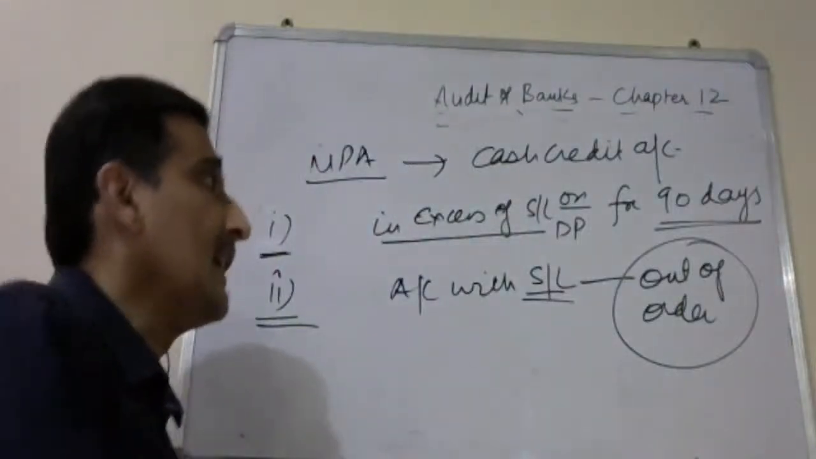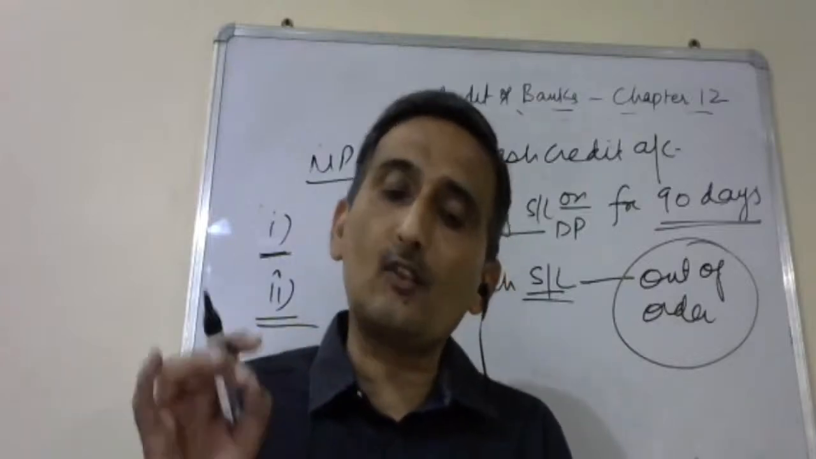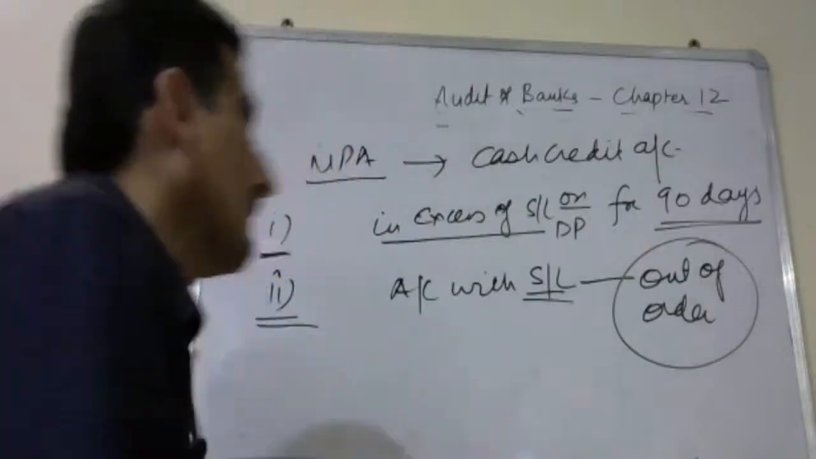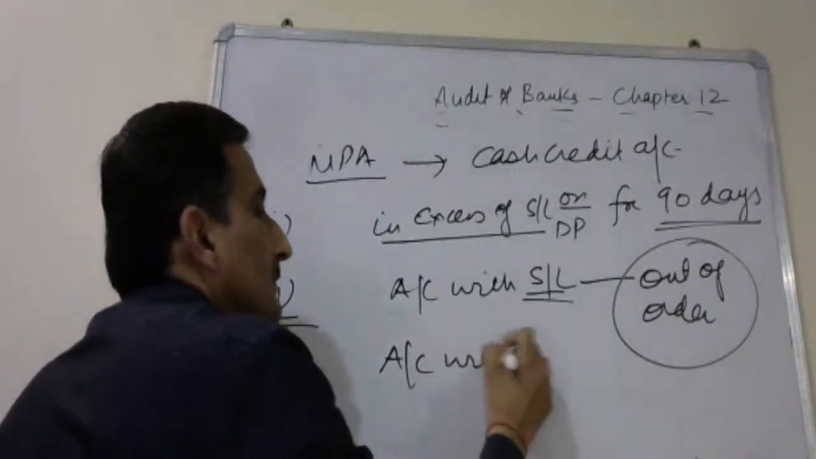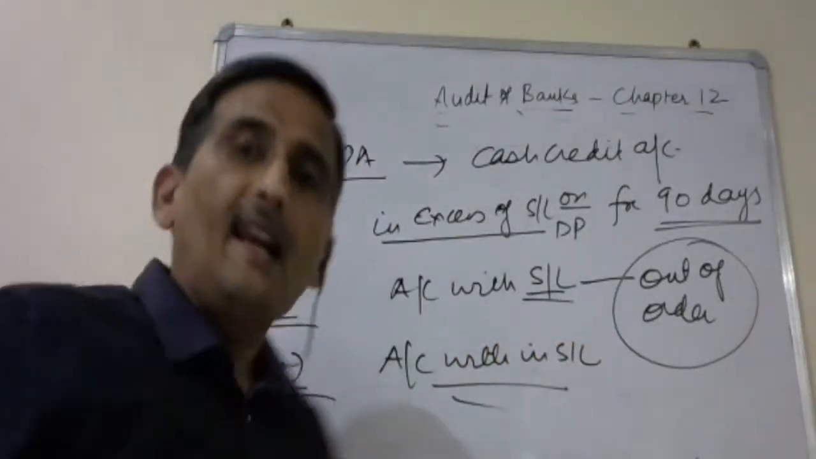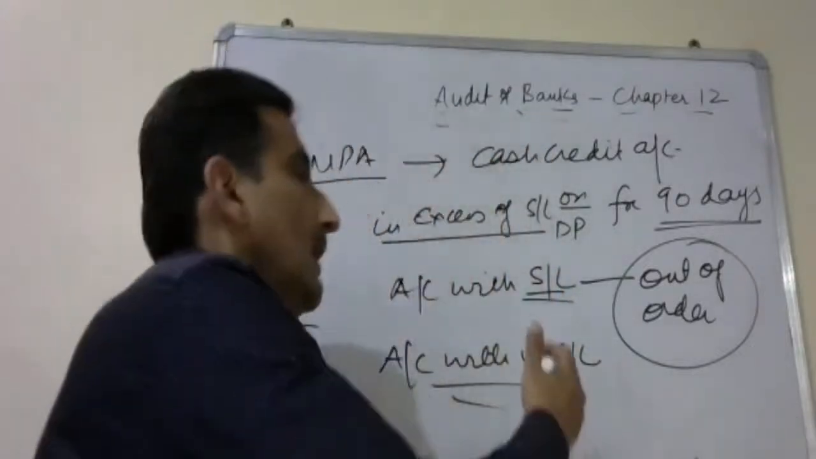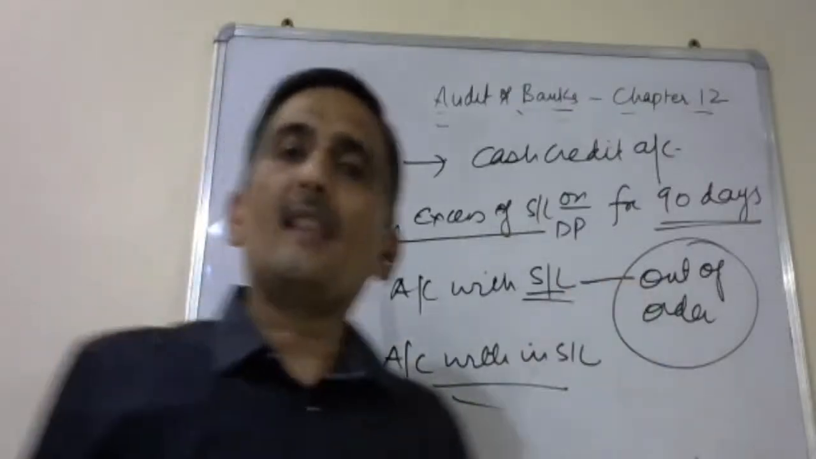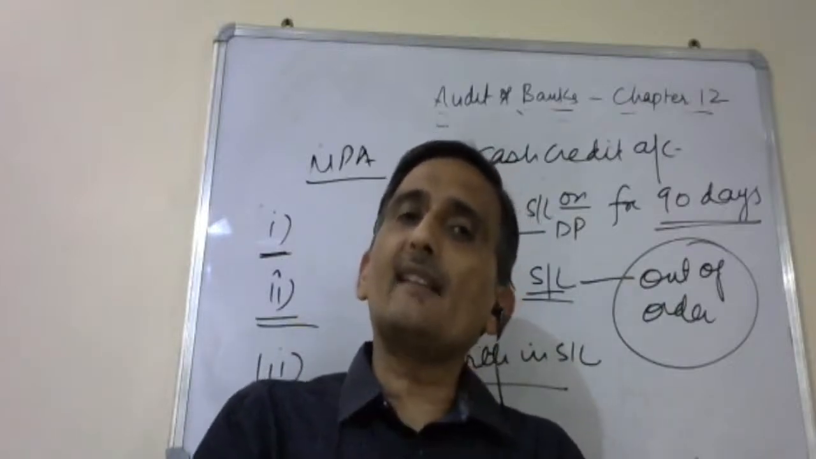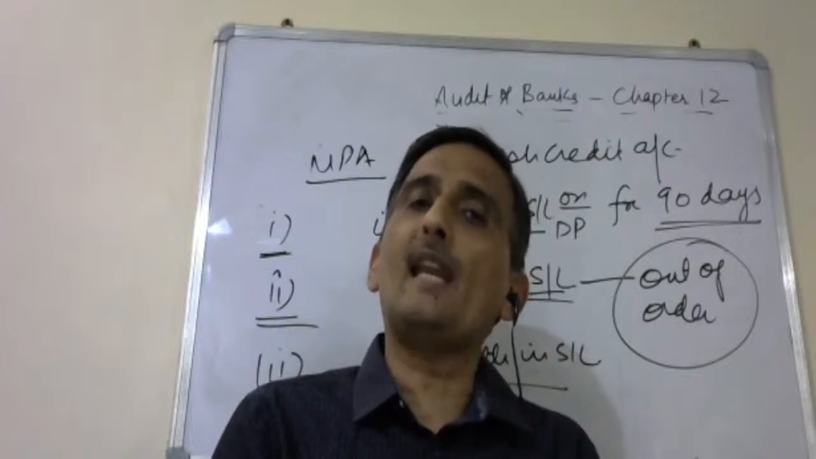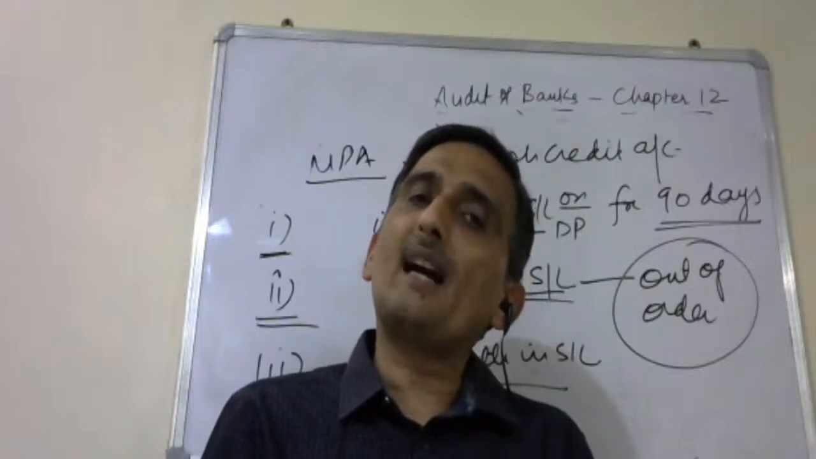Okay. There are no credits in the account continuously for 90 days. The word here again is continuously. Okay. Or the third condition is that the account is within the sanction limit, but the credits are not sufficient to take care of the interest. Say some credits have come in the account, but the interest is more than those credits. It means that the party is not able to pay its interest fully. Okay, so in that case also the account becomes out of order.